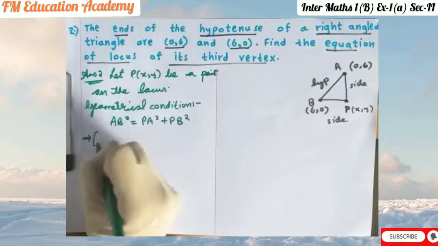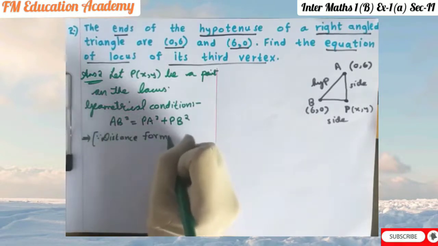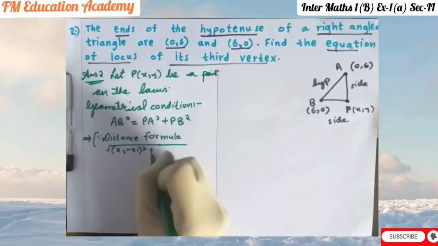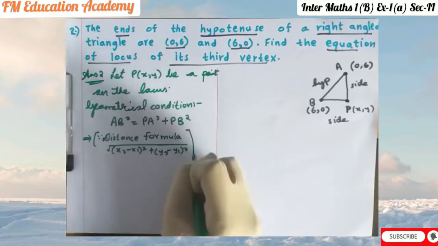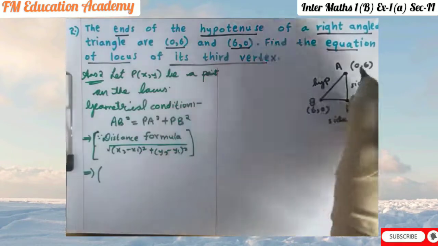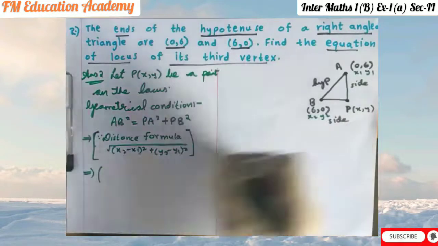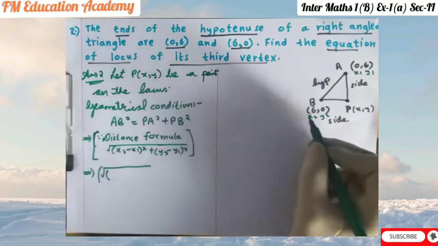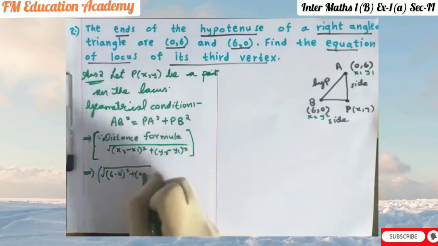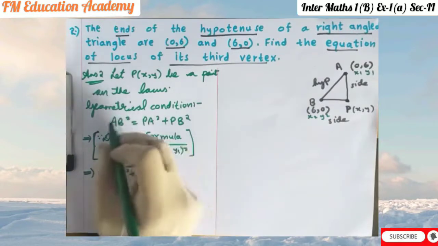So which formula we have to use here? We have to use distance formula. We know our distance formula is root of (x2 minus x1) whole square plus (y2 minus y1) whole square. So now find out AB square. What is AB square? AB means, let us suppose A is (x1, y1) and let us suppose B is (x2, y2). So (6 minus 0) whole square plus (0 minus 6) whole square. Whole square is there because it is AB square.